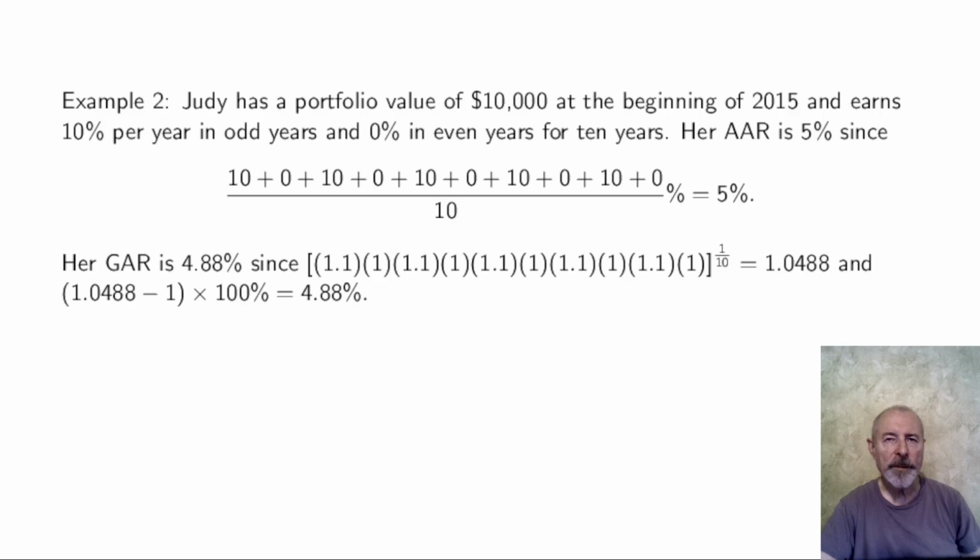Let's look at another example. Judy has a portfolio value of $10,000 at the beginning of 2015. She earns 10% per year in odd years and 0% in even years for 10 years. Her AAR is 5%, and that's easy to compute. However, her GAR is 4.88%.